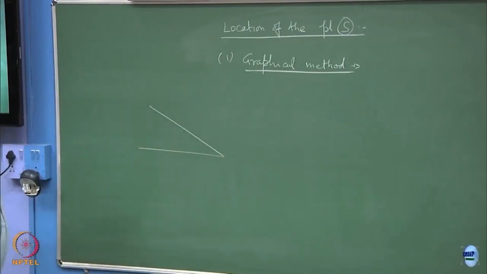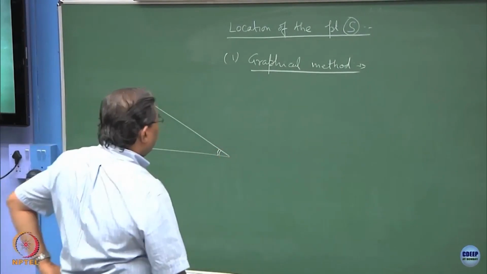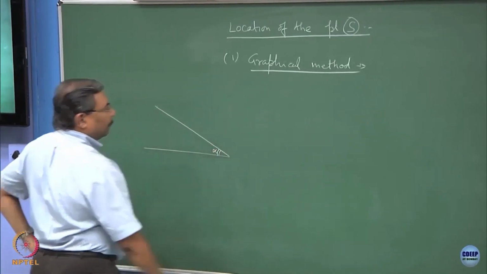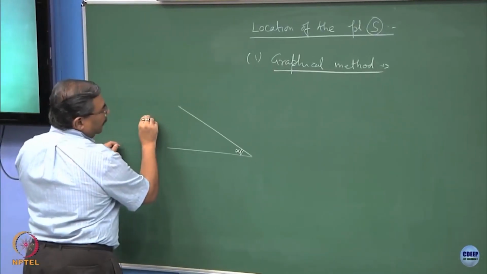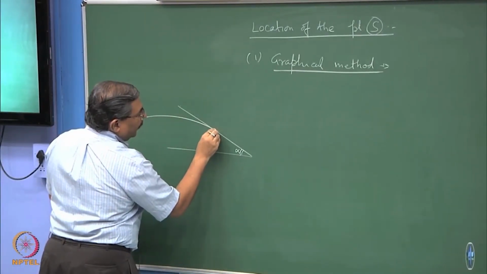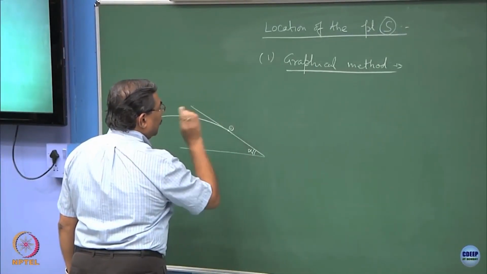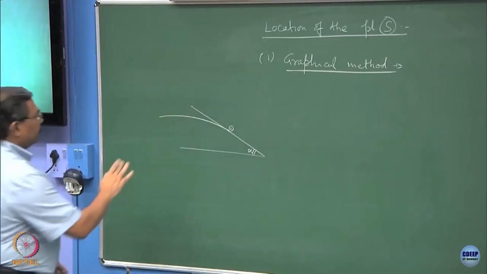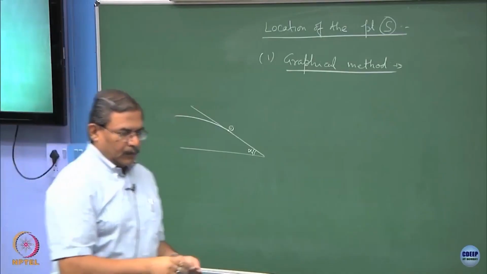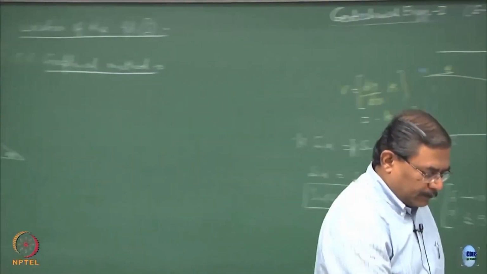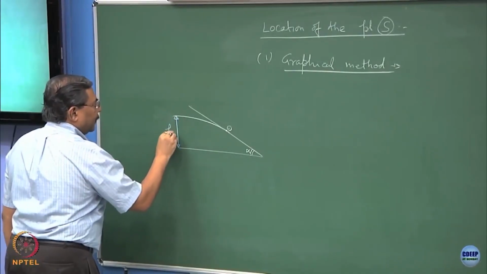If this is the downstream side of the slope, I have taken this as alpha. What we are interested in finding out is the location of this point, which is S, and this is the height of the water column, let us say h or whatever.